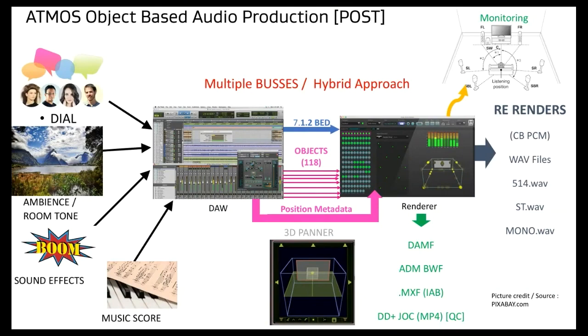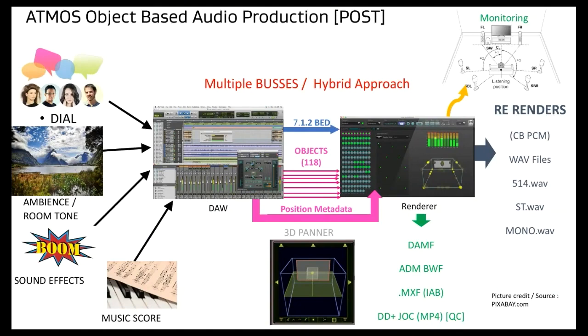So in a traditional post-production environment, you have all the elements like dialogue, ambience and room tone, sound effects, and music score, like I mentioned earlier. And it goes to the DAW. The DAW stands for Digital Audio Workstation, and it's just like an audio console. The function is pretty much the same. You will sum all the audio tracks together. It will be a place where all the audio tracks are collected to create the Atmos mix, or the Atmos master, which is going to bring that immersive experience.